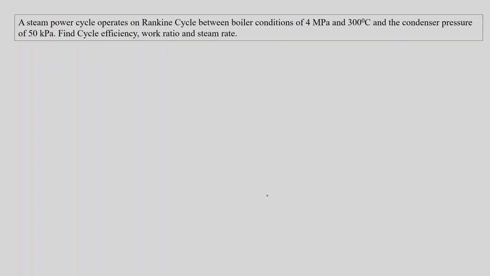Welcome to the class. Today we will talk about the examples related to steam power cycle, which is actually Rankine cycle for us. So the first example says that a steam power cycle operates on Rankine cycle between boiler conditions of 4 megapascal and 300 degrees Celsius and the condenser pressure of 50 kilopascal. Find cycle efficiency, work ratio and steam rate.